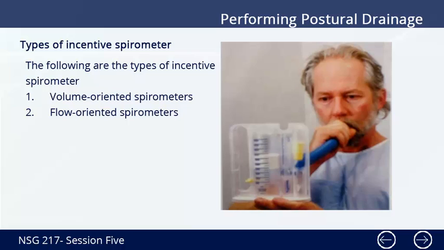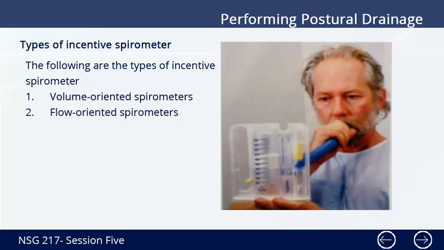Types of incentive spirometer. The following are the types of incentive spirometer. 1. Volume-oriented spirometer. The tidal volume of the spirometer is set according to the manufacturer's instructions. Purposes: to ensure that the volume of air inhaled is increased gradually as the patient takes deeper and deeper breaths, which is shown in the picture below.